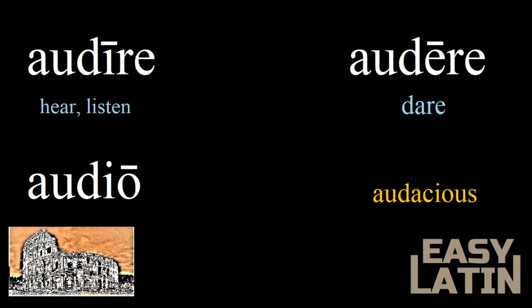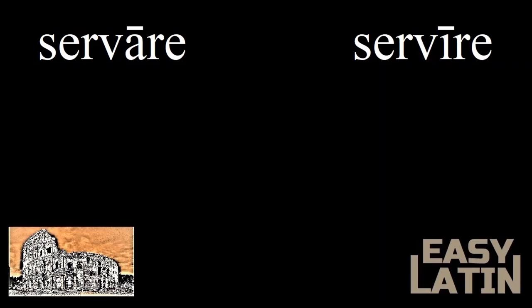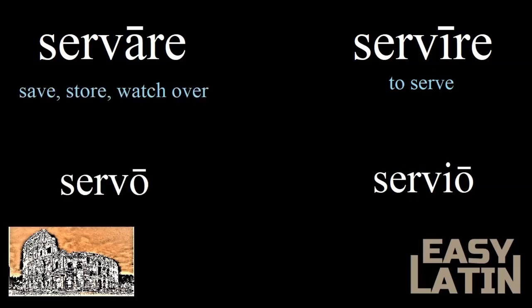And finally, look at these two words, servare and servire. Which do you think means to serve? It's a little clearer if we look at them in first person. Servio. Sounds like serve you, servio. And servo looks like servo and means to save, store, watch over, etc. An example of a servo is power steering, which saves hydraulic energy so that it's easier to turn the wheel. Also, servare contains an A, just like the word save.